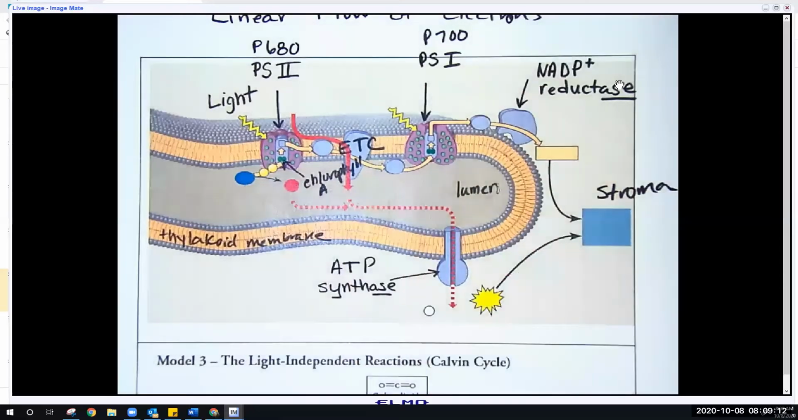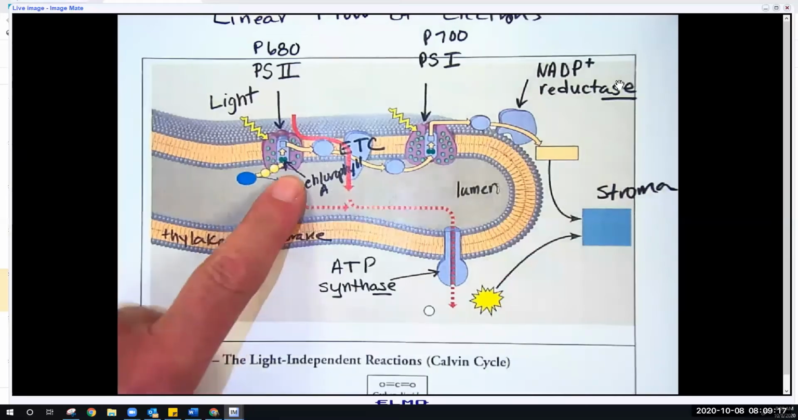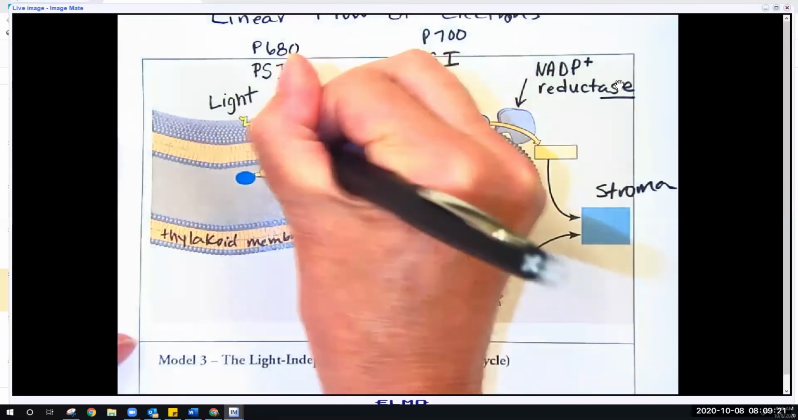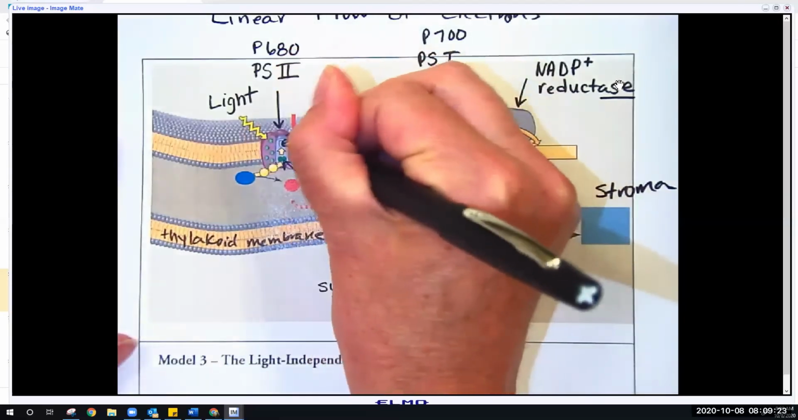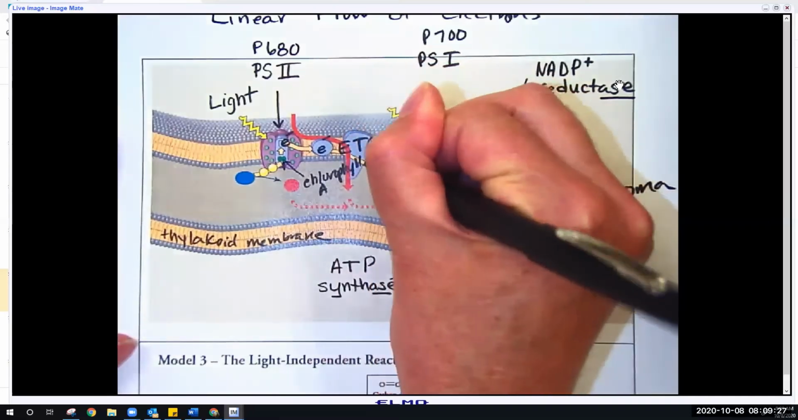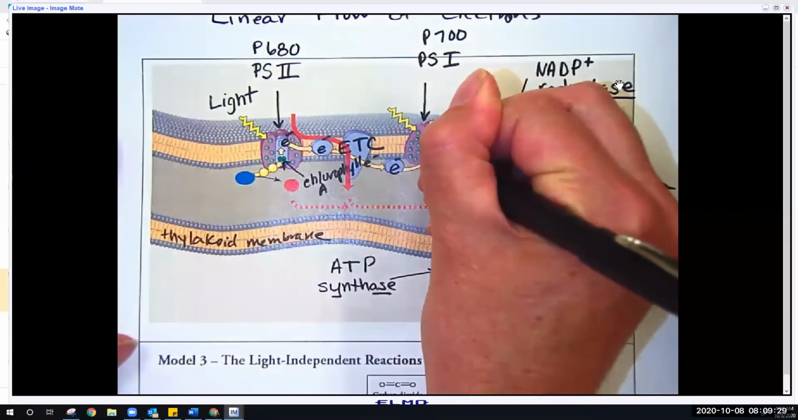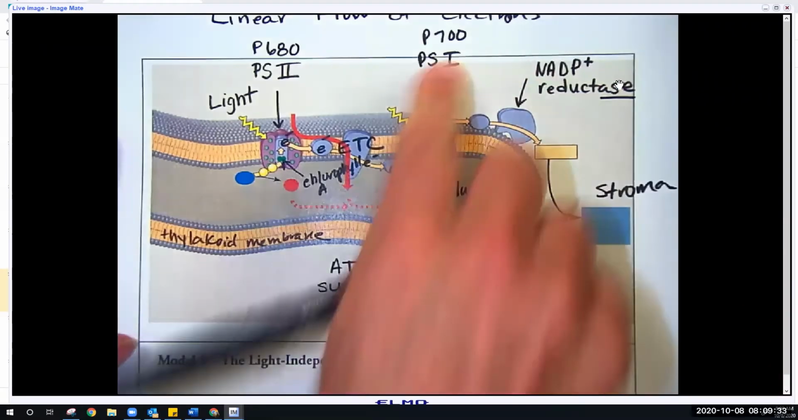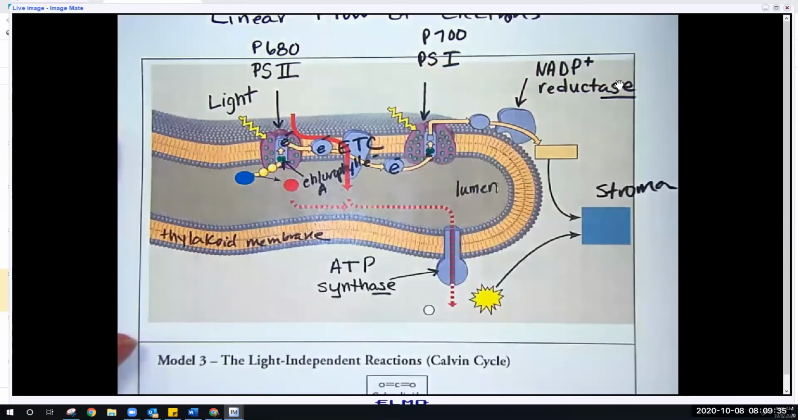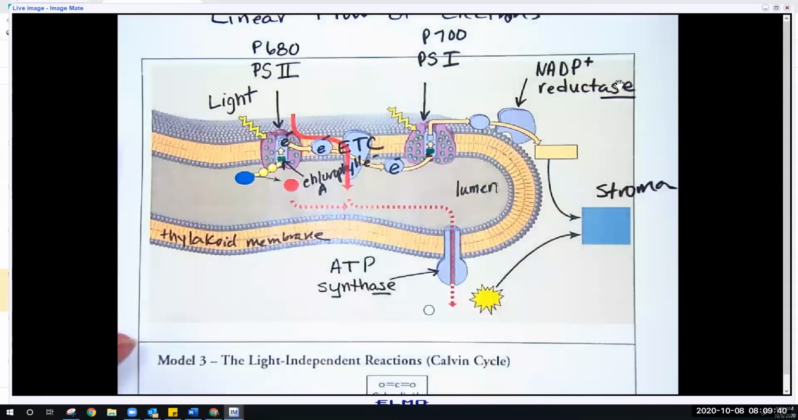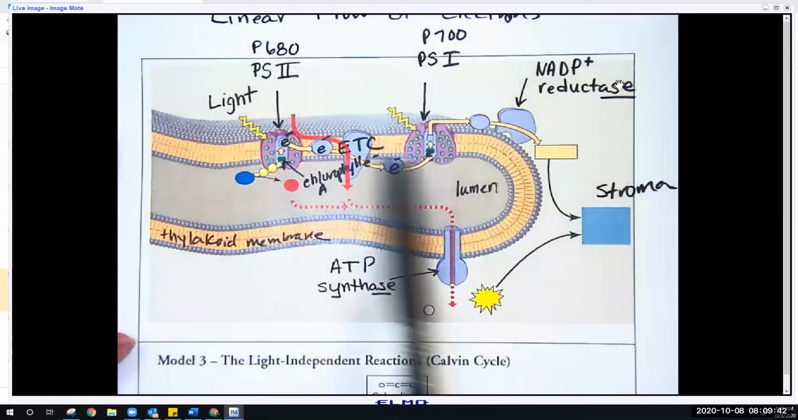When all of that light energy is focused onto chlorophyll A, it excites an electron away from the chlorophyll A molecule so much that that electron leaves the photosystem and it proceeds down the electron transport chain until it rests on the chlorophyll A molecule of photosystem 1. So we have this electron flowing down the electron transport chain and moving from photosystem 2 to photosystem 1.